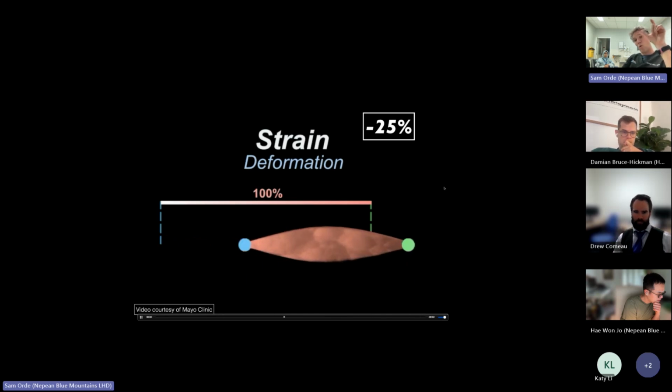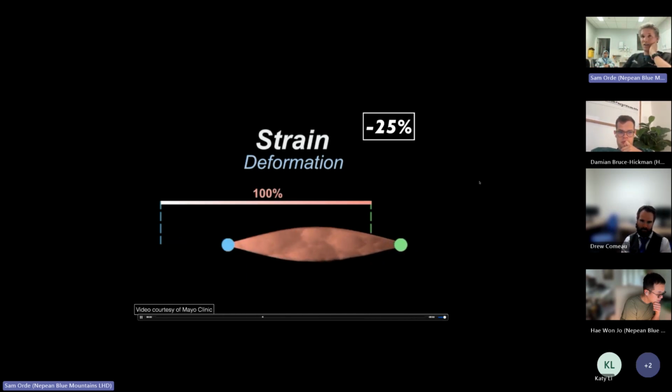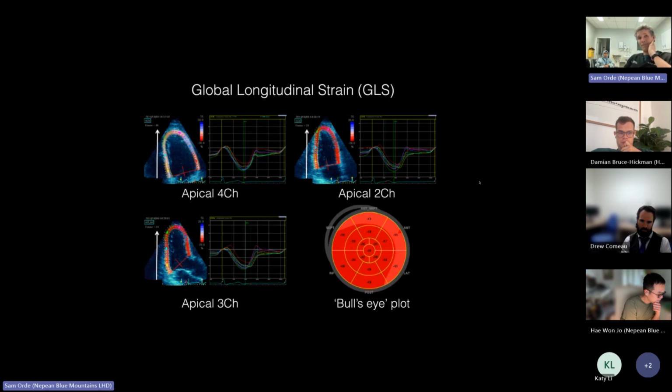The more negative it is, or the bigger that negative number is, that means more systolic function has happened, more contraction has occurred. So the lower the number, the better. And you get these beautiful curves. So they split ventricles up from your apical 4, 2, and 3 chamber views. They split it up into 6 segments.